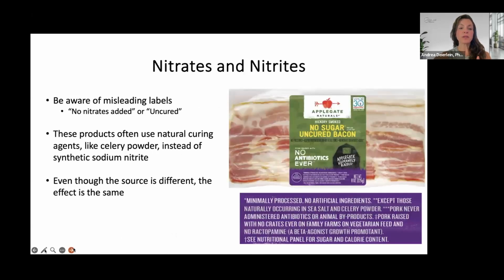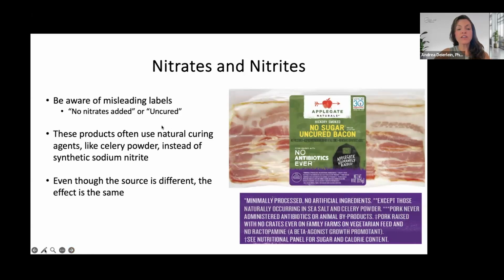So it's important to be aware that if you are concerned about nitrates and you want to reduce your exposure to them, we don't want you to reduce your exposure in terms of eating vegetables, but we do want you to be careful with some of these meats.